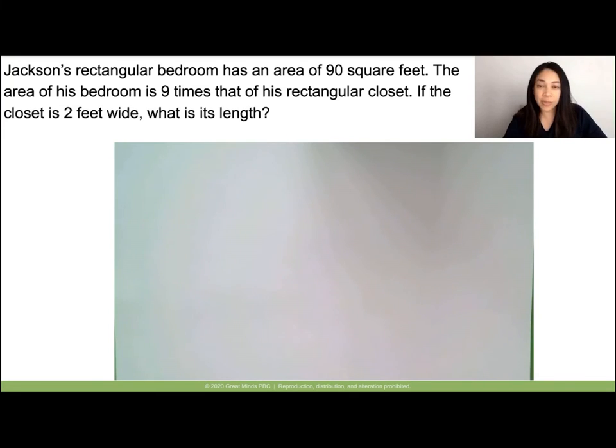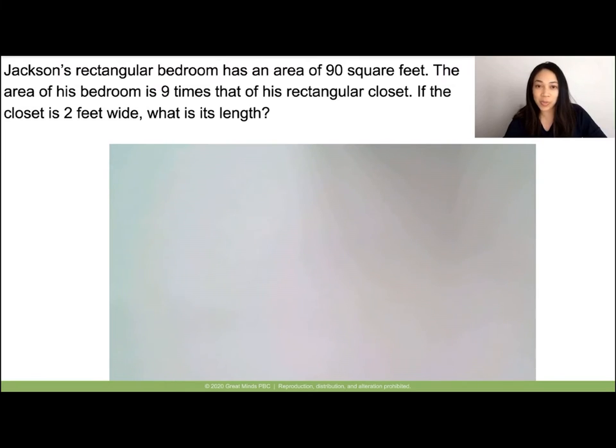Again, let's start thinking about the information that we know. What information do we know from this word problem? We know that his bedroom is the shape of a rectangle, and its area equals 90 square feet. We also know that the area of his bedroom is 9 times that of his closet. Lastly, we also know that the closet is 2 feet wide.